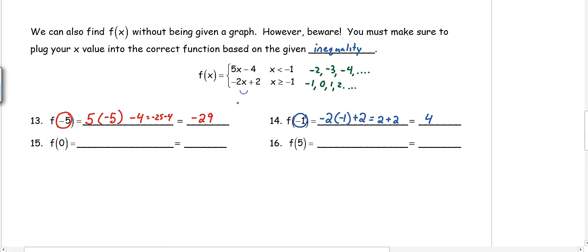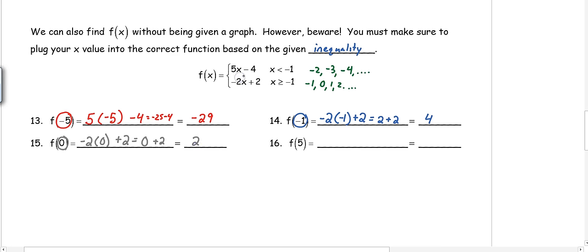The next equation gives us f of 0. So we have to figure out which inequality it works in. 0 is not less than -1. 0 is greater than or equal to -1. So we're going to use the second equation again and put 0 in for x. -2 times 0 plus 2. So -2 times 0 is 0, plus 2 gets us 2.